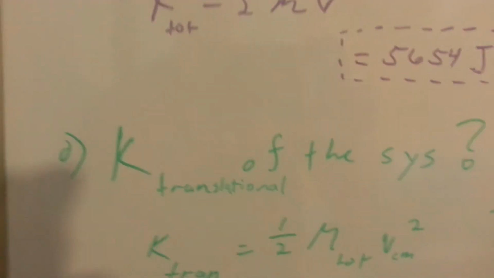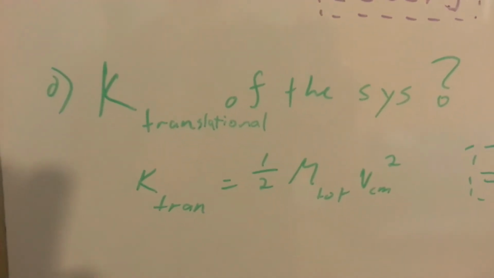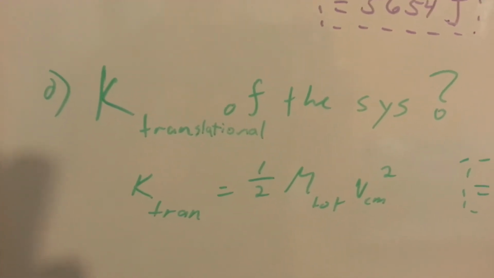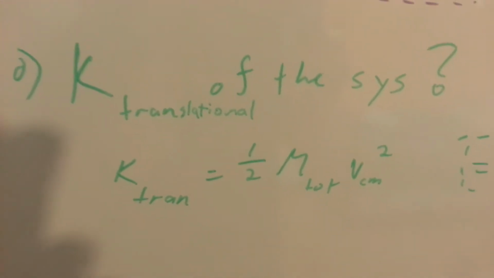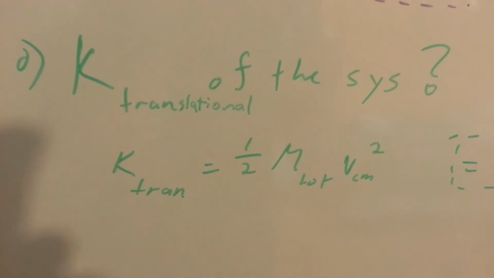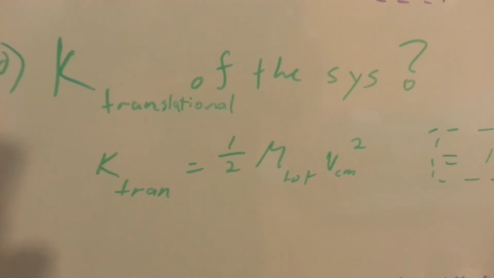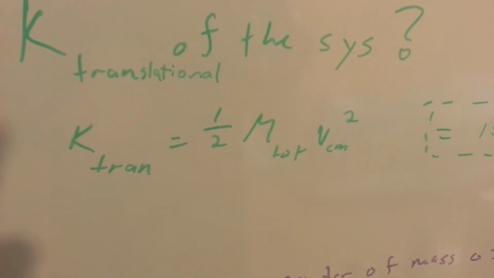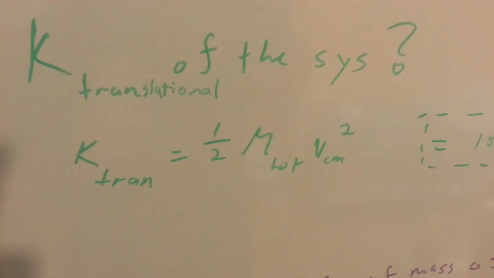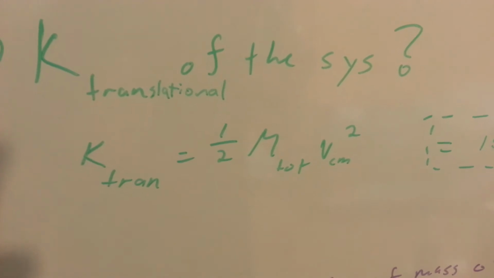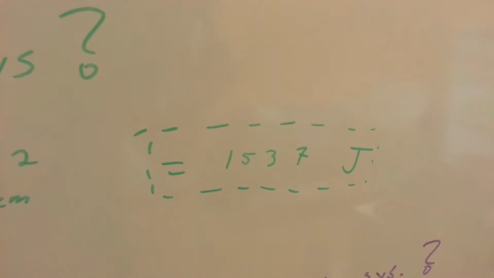Next question. And this is kind of a new definition. So, what is the translational kinetic energy of the system? This definition is very, very similar to just the normal kinetic energy that you have already learned. It is 1/2 m total v center of mass squared, which I have calculated, and here's that value.